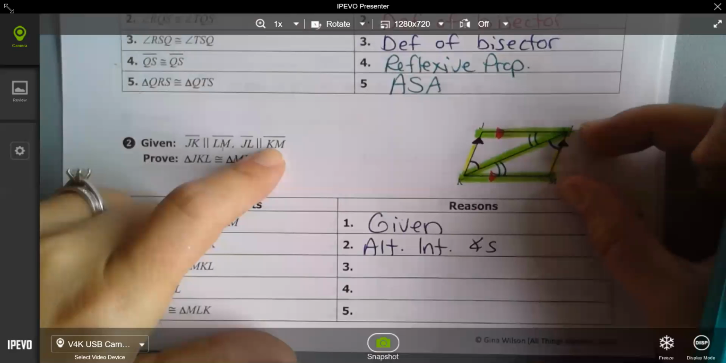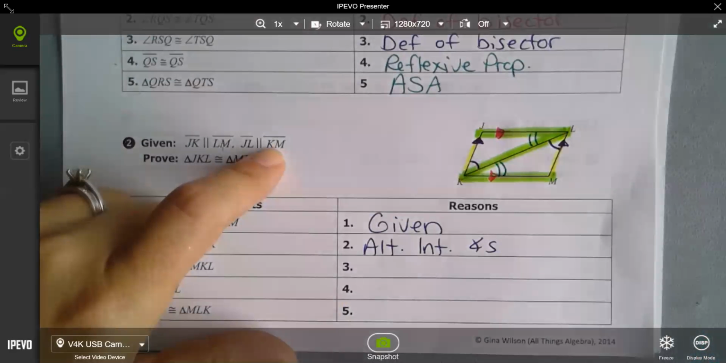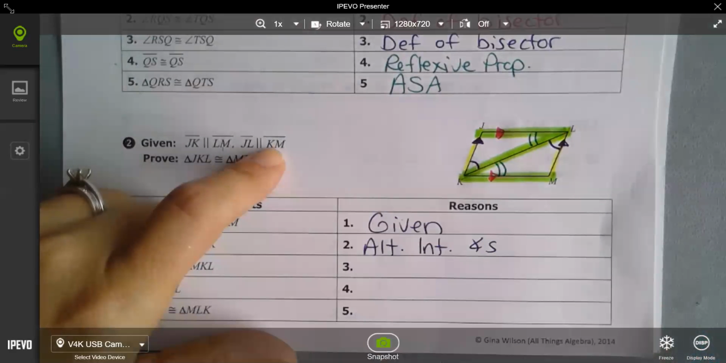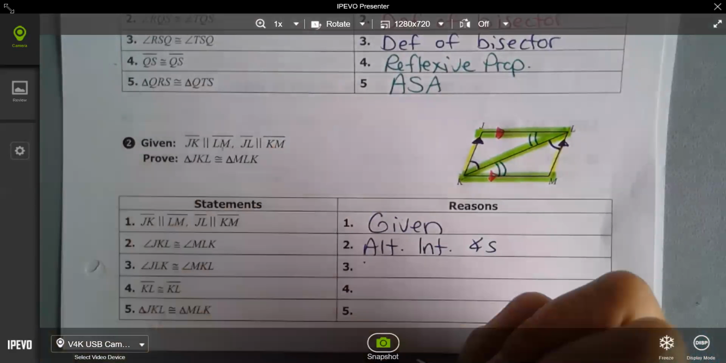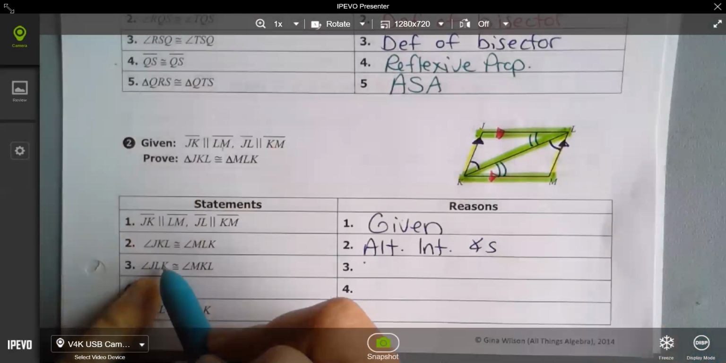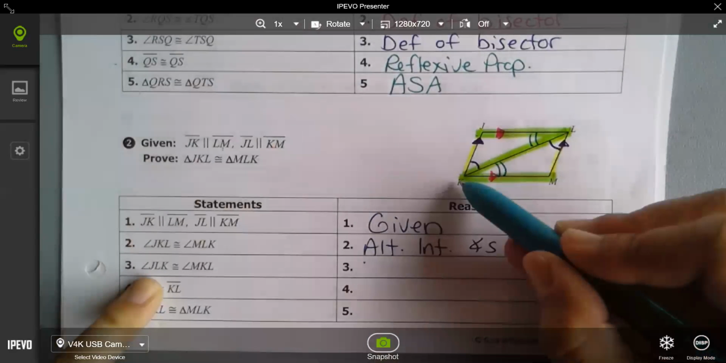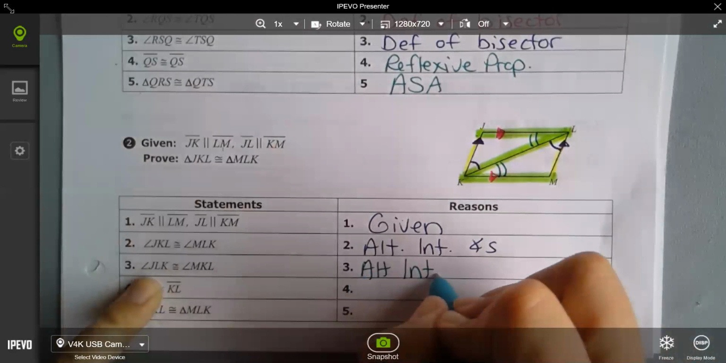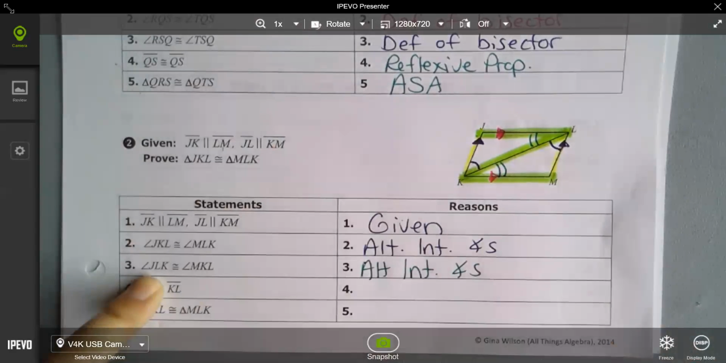They are located in between my parallel lines. They are on opposite sides of the transversal, which means they are congruent because they are, let me check it, JLK, yep, and then MKL, yep, okay. So those are the same. Those are alternate interior angles.